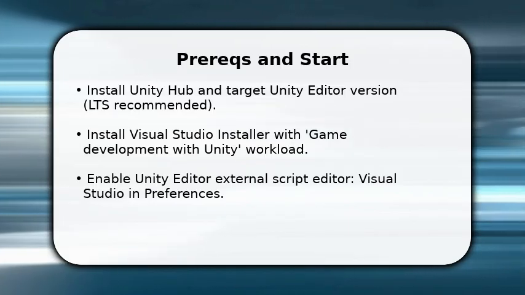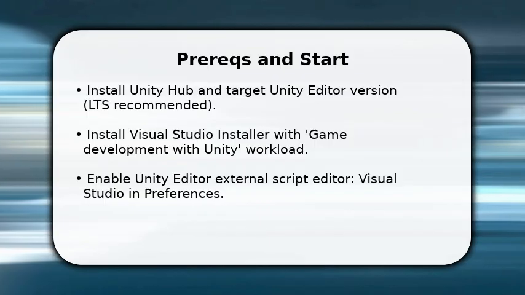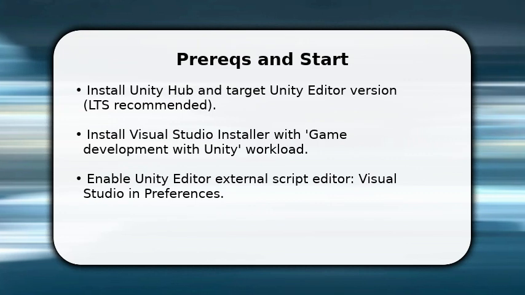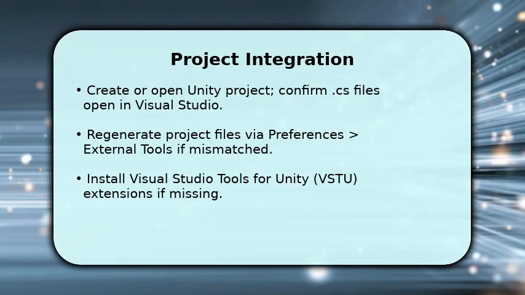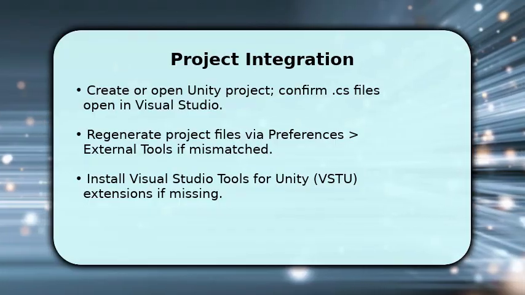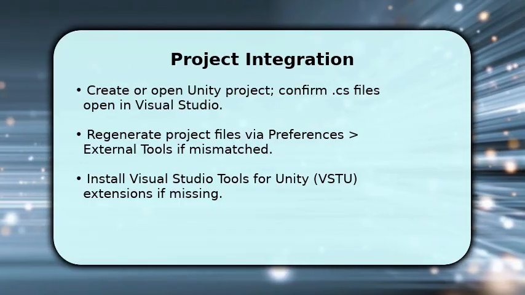Then run the Visual Studio installer and add the game development with Unity workload plus C# support. This ensures project-level integration and the correct MSBuild tools. Make sure to include the Unity debugger and editor integration components before moving on. Once done, open your Unity project and double-click any C# script to verify it opens in Visual Studio.